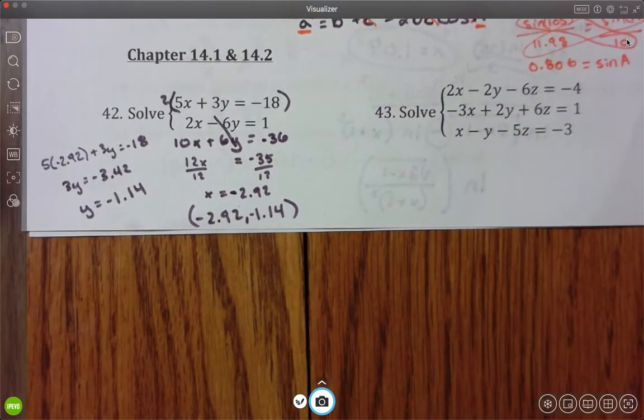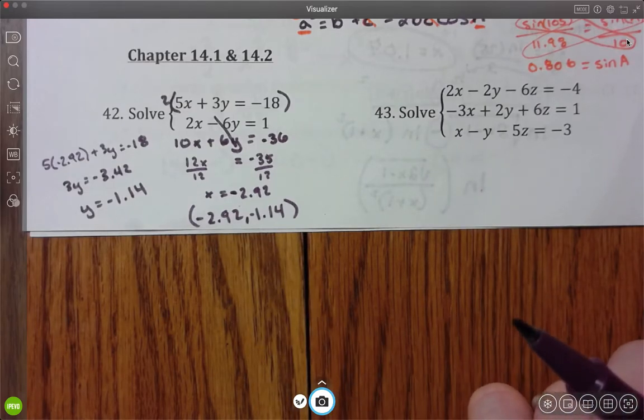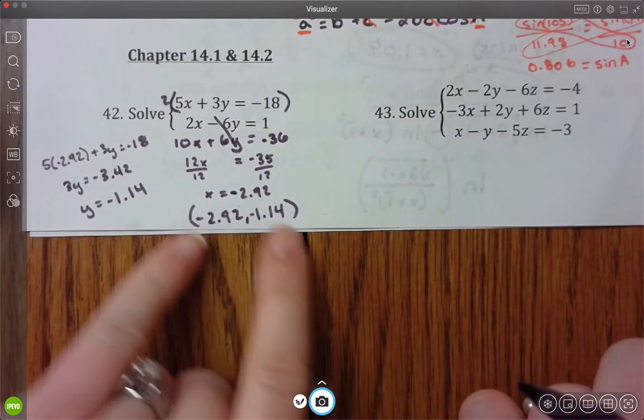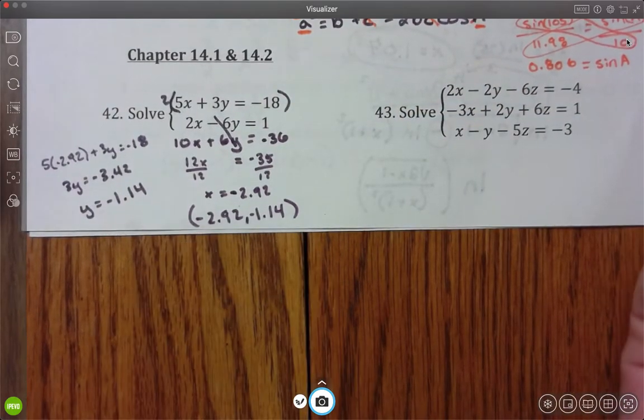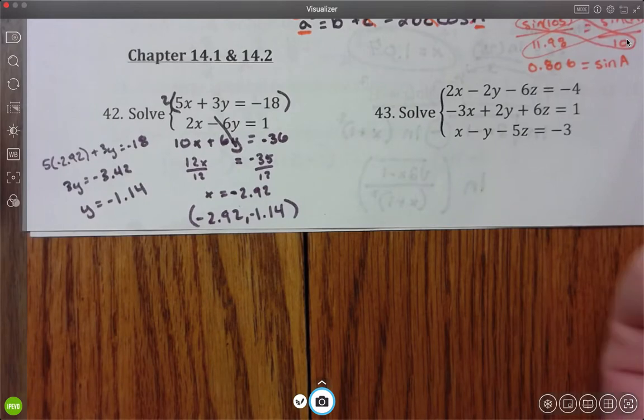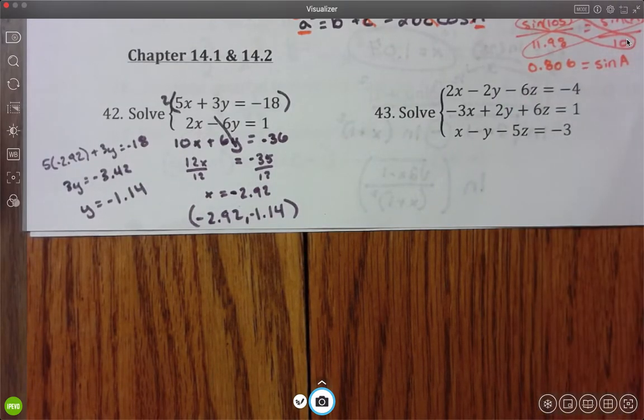Okay, so for 42, I got this really ugly decimal thing there, negative 2.92 and negative 1.14. You might have rounded differently than I did, and that's okay, but as long as it's close to that. And I did go ahead and plug it back in to check to make sure that that was the right answer. So there's 42. Now 43, we have to make some decisions on what variable we want to eliminate.